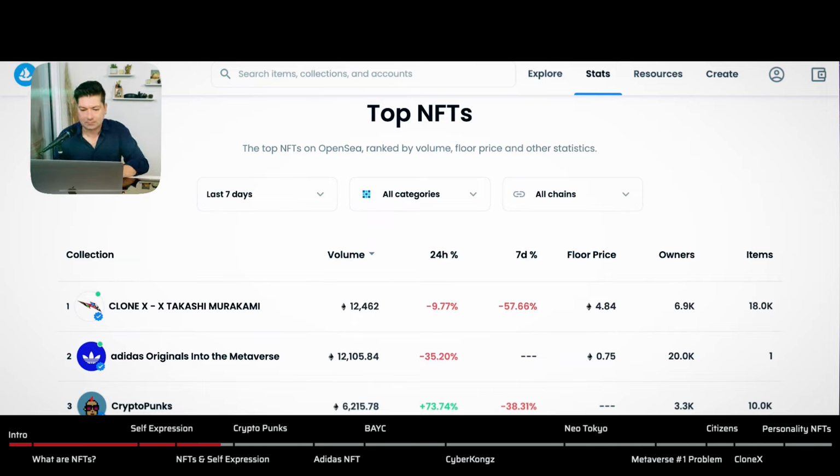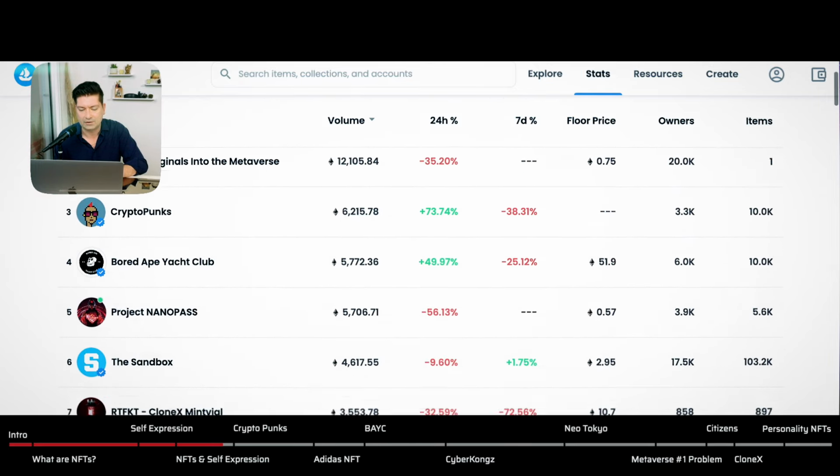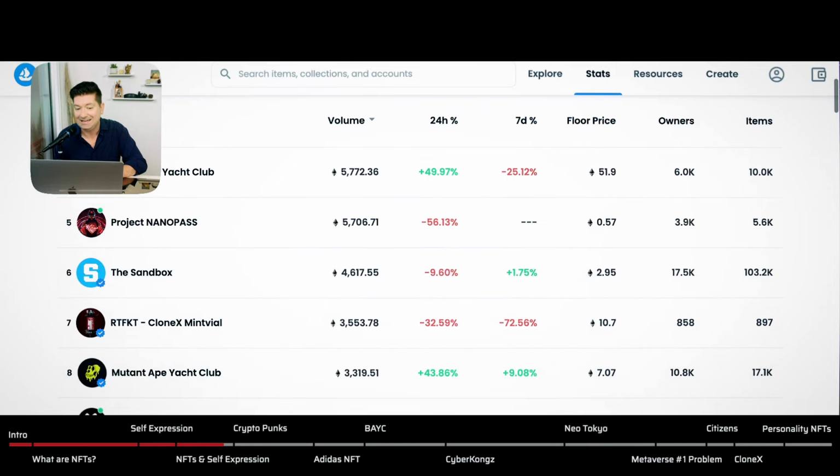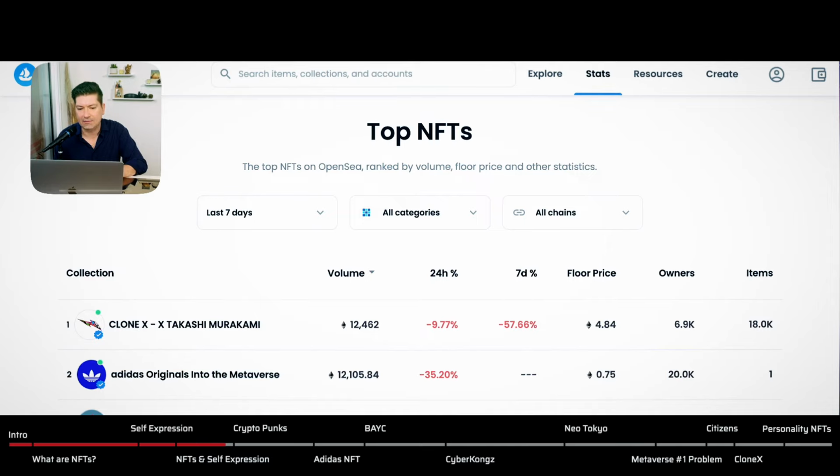So let's look at some of these top projects, and we'll talk about what they're about and how they're creating value for the people that buy them. You can think of projects that fall into a few different categories. One is just purely artistic. An example of that would be photography projects.